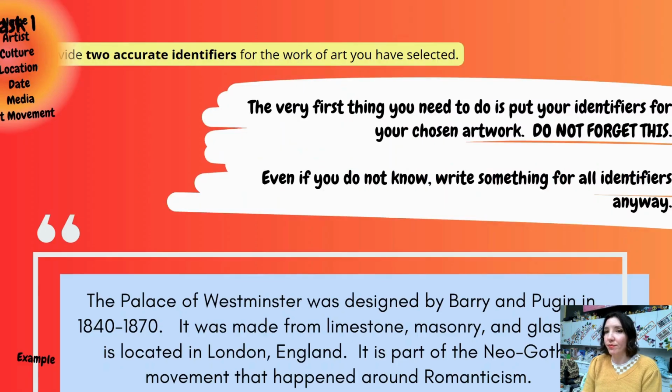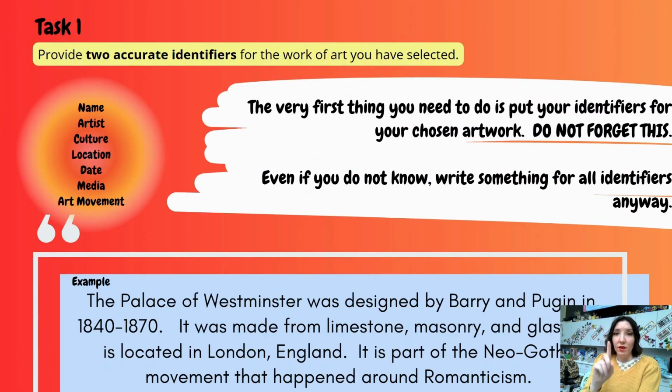Let's break it down now. So task 1 is to provide 2 accurate identifiers. If you watch the compare and contrast video, you know how to do this. The big thing is to always start with this point. A lot of people will dive into their thesis and forget to put identifiers. Got to put those identifiers down. So whatever one you pick, you put identifiers, and you put every type of identifier, even if it's wrong, as long as 2 of them are right, you get the point.